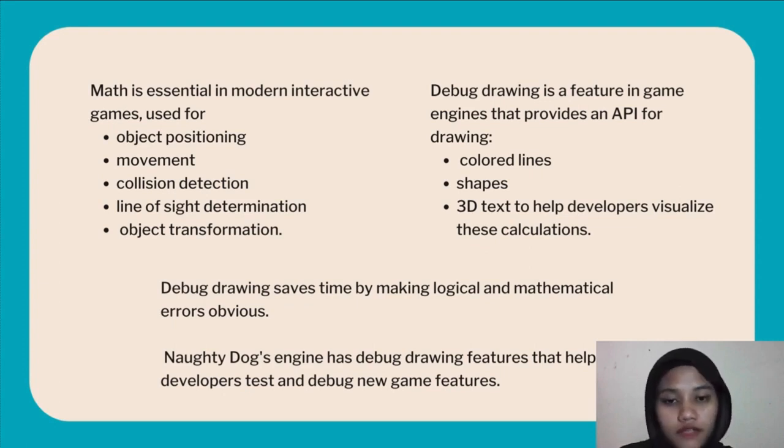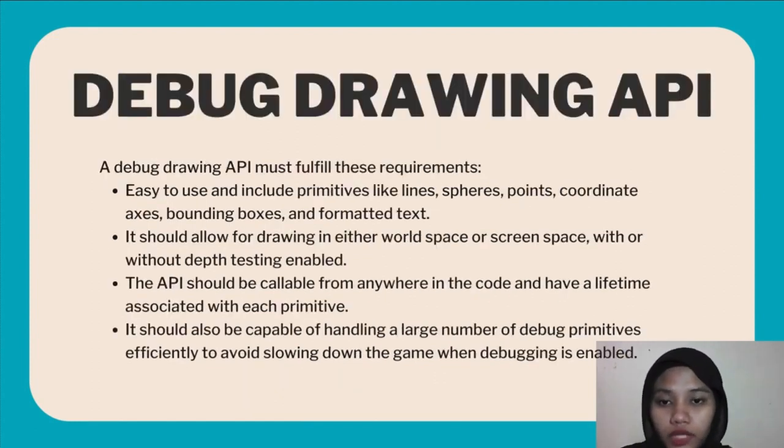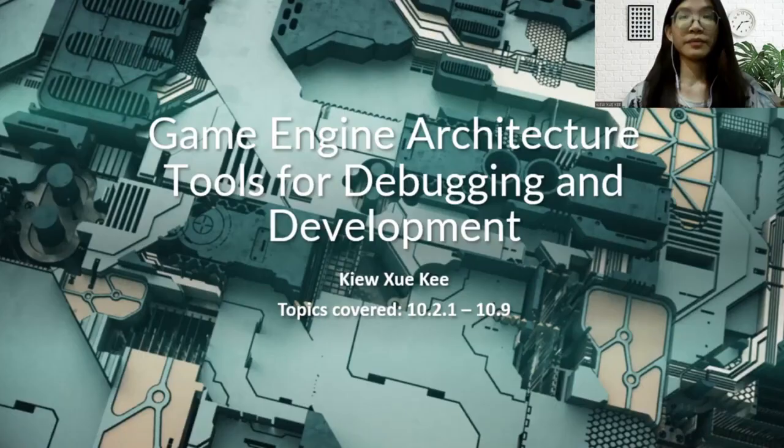Debug drawing can save time by making logical and mathematical errors obvious. Continuing with the debug drawing API, it must fulfill these requirements. The debug drawing API needs to be easy to use and include primitives such as lines, spheres, and points. Besides that, it should allow drawing in either world space or screen space. Plus, the API should be callable from anywhere in the code, and it should also be capable of handling a large number of debug primitives.